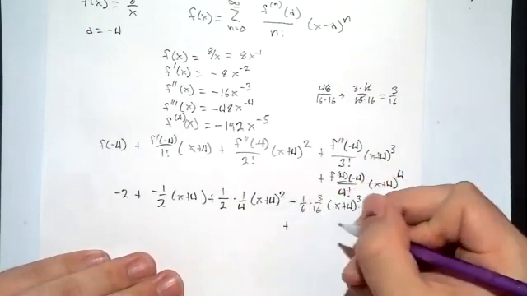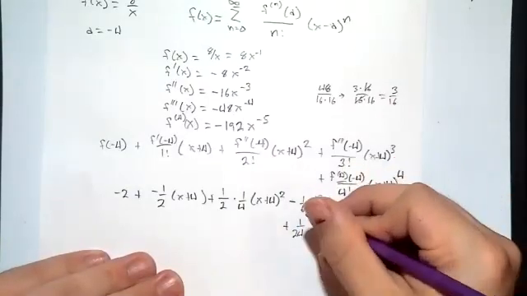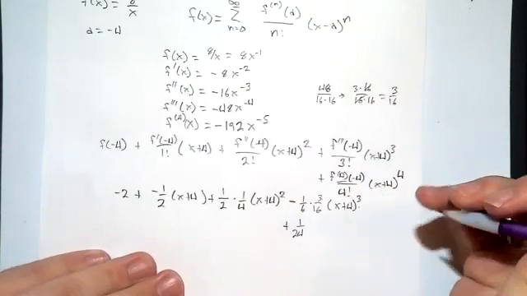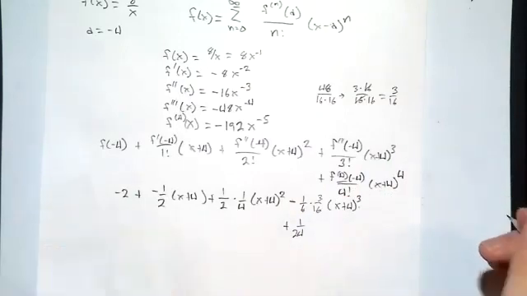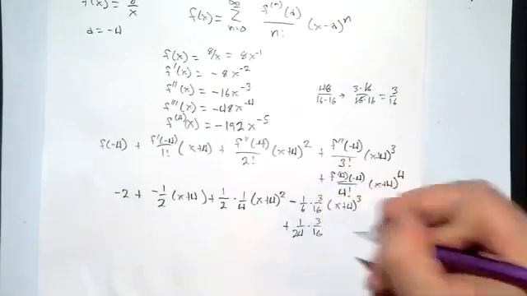And plus 1/24, because 4 factorial is 4 times 6. Now this one I need a calculator. 192 over 4 to the 5th. Okay, that should be 3 over 16.